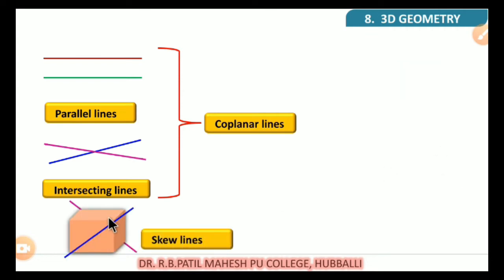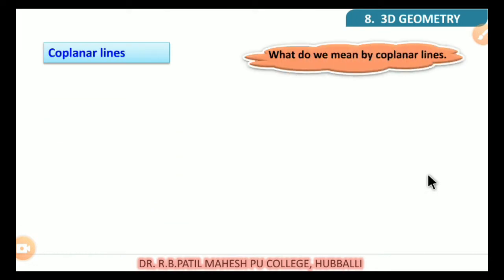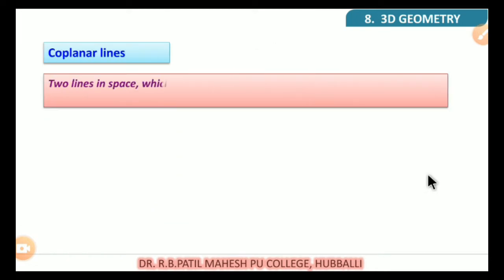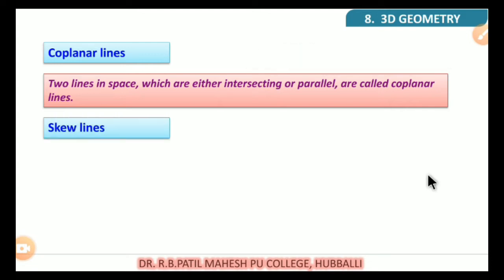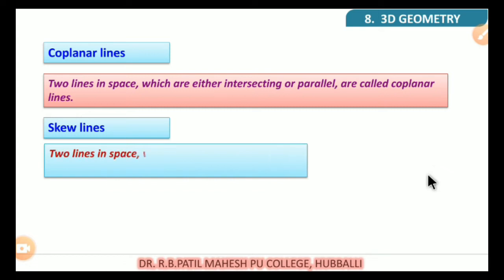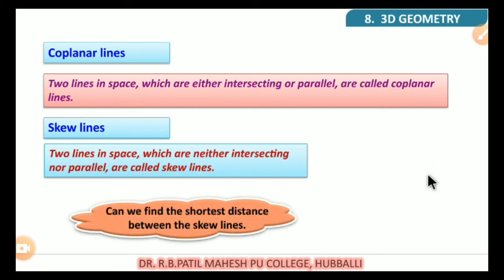See here, we have the space here. So on the different planes here we have different lines. So these are neither intersecting nor parallel. So these are known as skew lines. So here I am going to give the definition. Two lines in space which are either intersecting or parallel are called coplanar lines. Then what do you mean by skew lines? See here, two lines in space which are neither intersecting nor parallel are called skew lines.